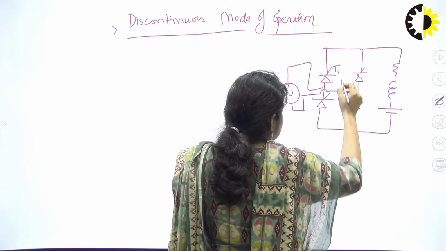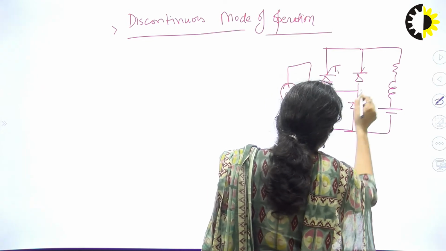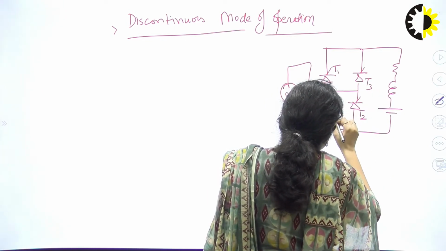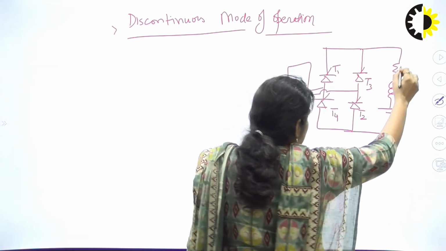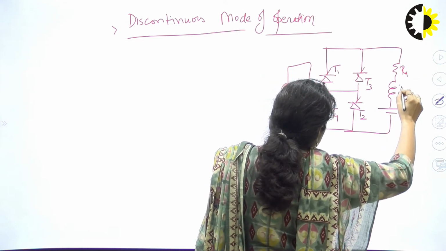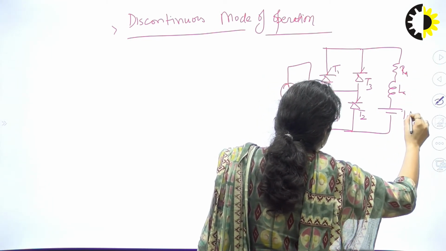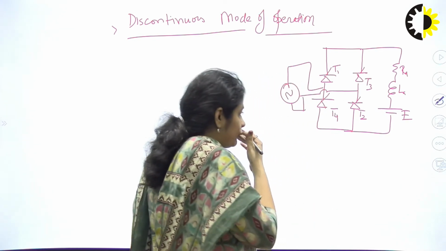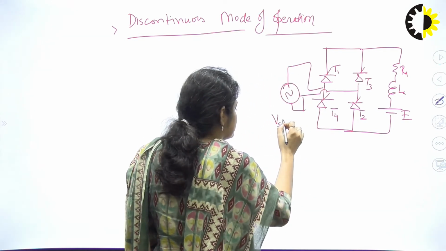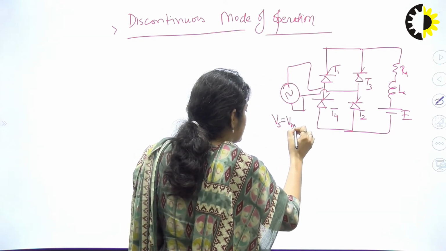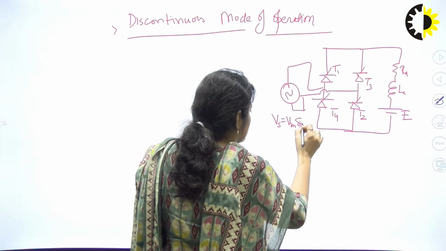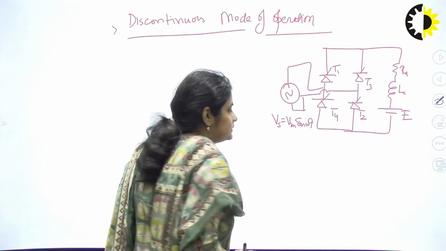This is T1, this is T2, this is T3 and this is T4. This is RA, L, A and this is A, right? This is the back EMF of the motor. This is Vs, that is the input voltage to the converter, sin omega t, right?